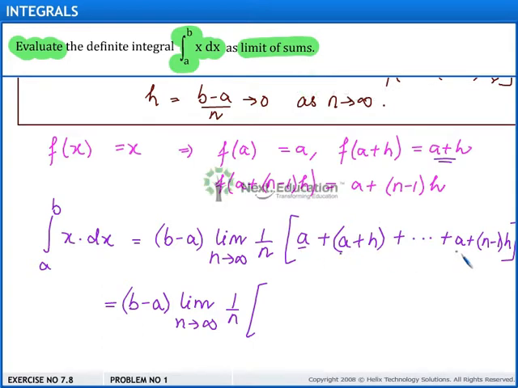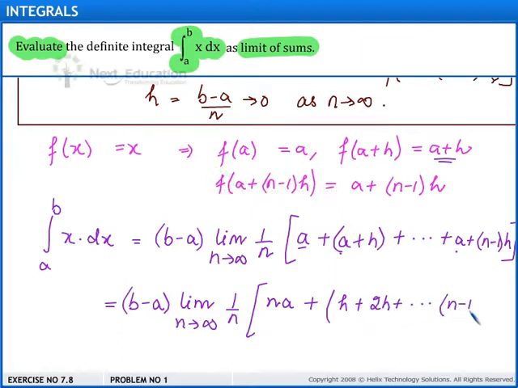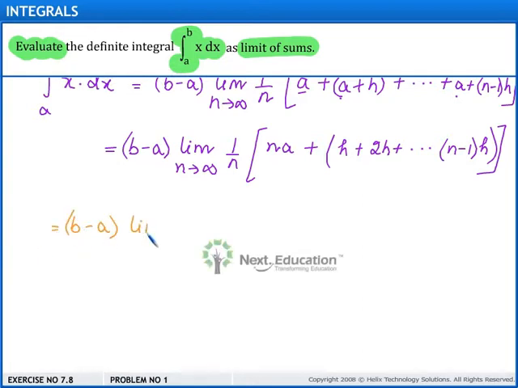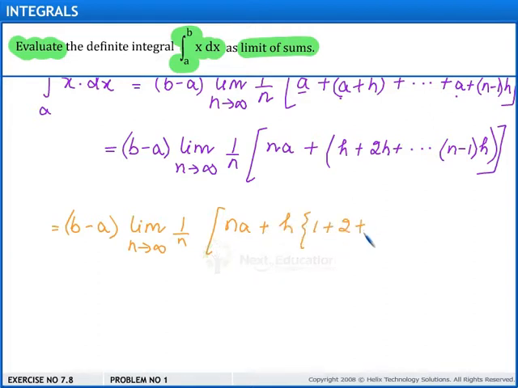Now here we see that a occurs n times, so we have n times a, plus h plus 2h plus so on up to (n minus 1) into h. So this can further be written as (b minus a) into the limit of 1 upon n as n approaches infinity, of na plus, taking h common, h into (1 plus 2 plus so on up to n minus 1).